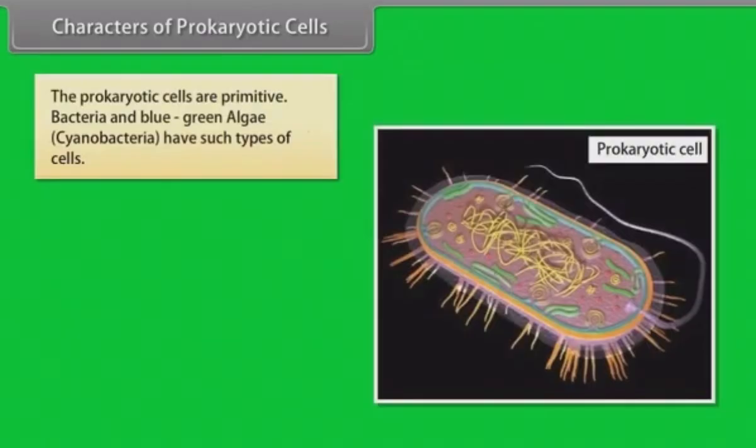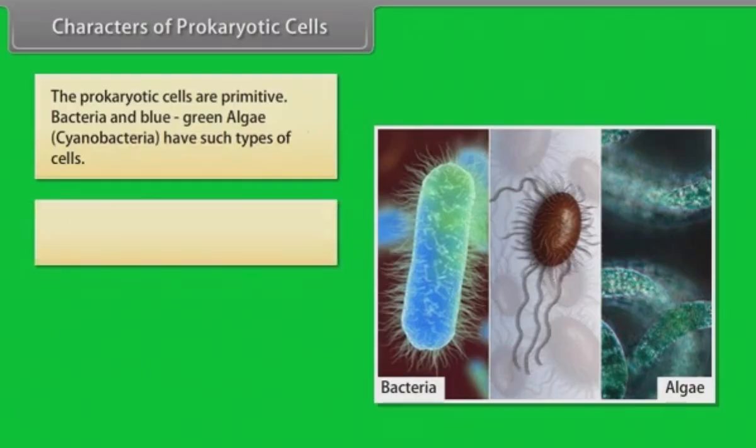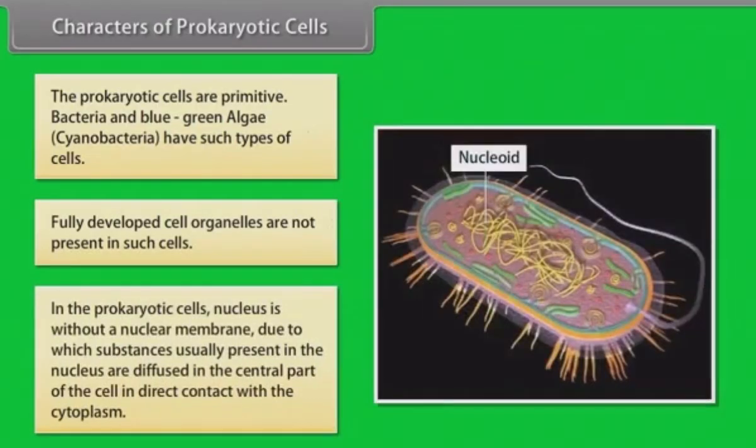Characters of prokaryotic cells. The prokaryotic cells are primitive. Bacteria and blue-green algae, that is, cyanobacteria, have such types of cells. Fully developed cell organelles are not present in such cells. In the prokaryotic cells, nucleus is without a nuclear membrane, due to which substances usually present in the nucleus are diffused in the central part of the cell in direct contact with the cytoplasm.